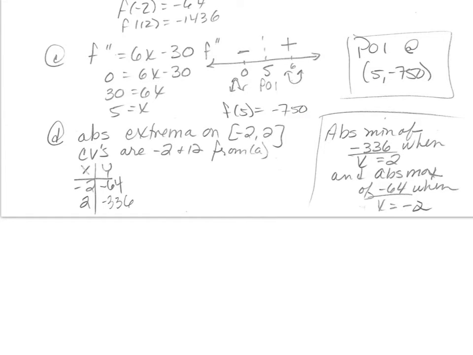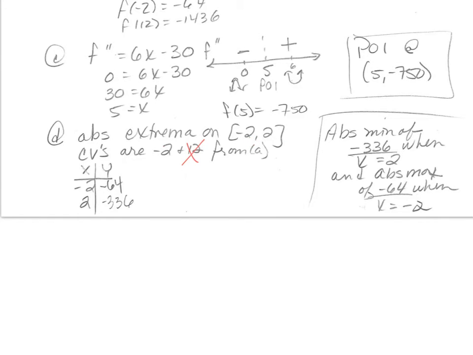The last part of this question is asking you to find the absolute value of the given function on the interval negative 2 to 2. The critical values are negative 2 and 12. And from part A. Now 12 is not on this interval, so you're not going to use that value in this t-chart. Negative 2 is, but it's an endpoint. So that means that in this interval there are no other critical values.